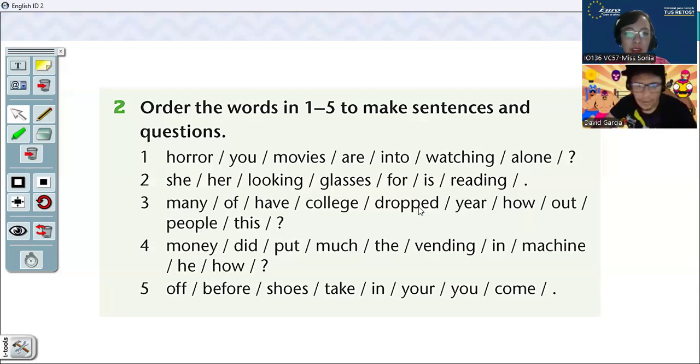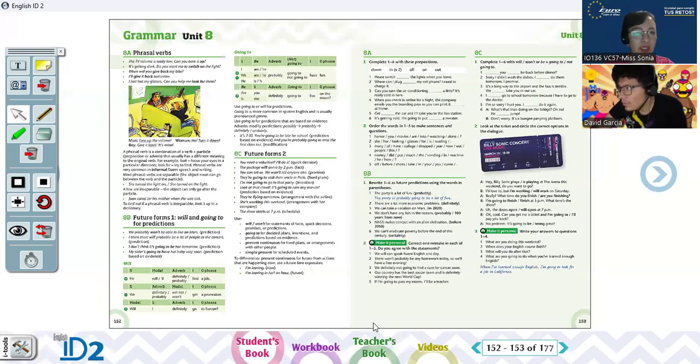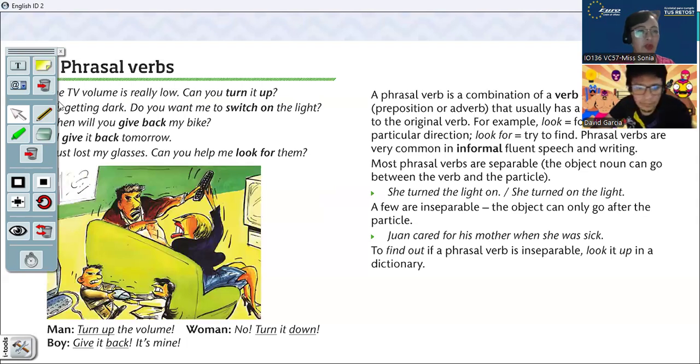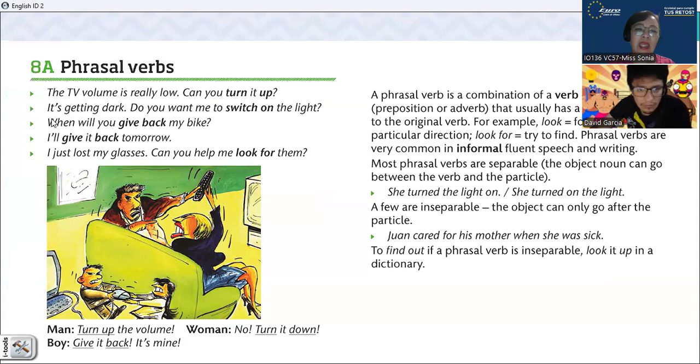Okay. So we have more phrasal verbs like look for, drop out, that we have already checked before, right? Put in and take off. Take off, for clothes. Remember that phrasal verbs are verbs with a particle. This particle is most of the time a preposition, but it can also be an adverb. So a phrasal verb is a combination of a verb plus this particle, preposition or adverb, that usually has a different meaning to the original verb. For example, look: focus your eyes in a particular direction. Look for: try to find. Phrasal verbs are very common in informal, fluent speech and writing, of course.